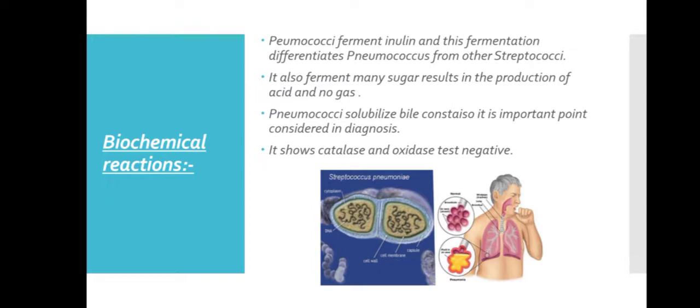Looking towards its biochemical reaction, pneumococci ferment inulin and this is one of its specific characteristics, and this fermentation differentiates pneumococci from other streptococci. It also ferments many sugars, resulting in the production of acid and no gas. Pneumococci solubilize in bile constantly, so it is an important point considered in the process of diagnosis. It shows catalase and oxidase test negative.